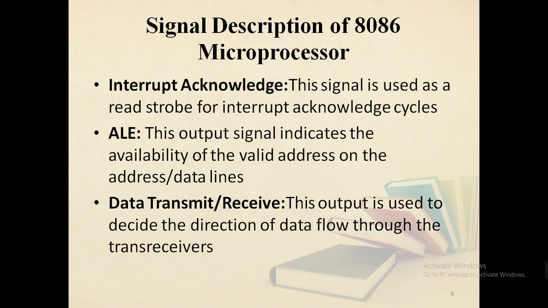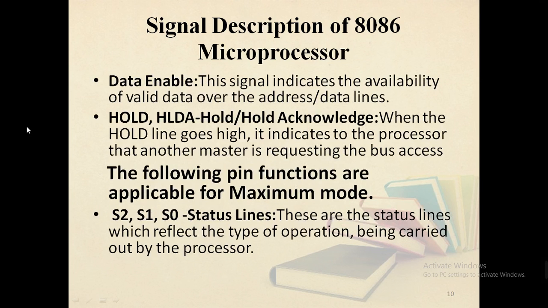Next, coming to the data enable, it is also active low, or simply we can call it DEN bar. This signal indicates the availability of valid data over the address data lines. It is used to enable the transceivers. Transceivers means bidirectional buffers to separate the data from the multiplexed address data signal.